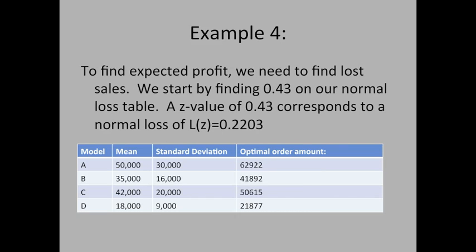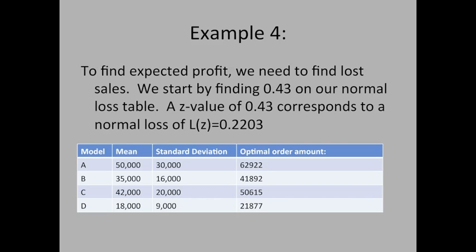To find expected profit, the first thing we need to do is find where we sit on the standard normal loss table. So we look up the z value of 0.43 on our standard normal loss table on pages 439 and 440, or if you're using Excel, there's a nice little function that I posted in one of the announcements. A z value of 0.43 corresponds to a normal loss of about 0.2203. So what does this mean?